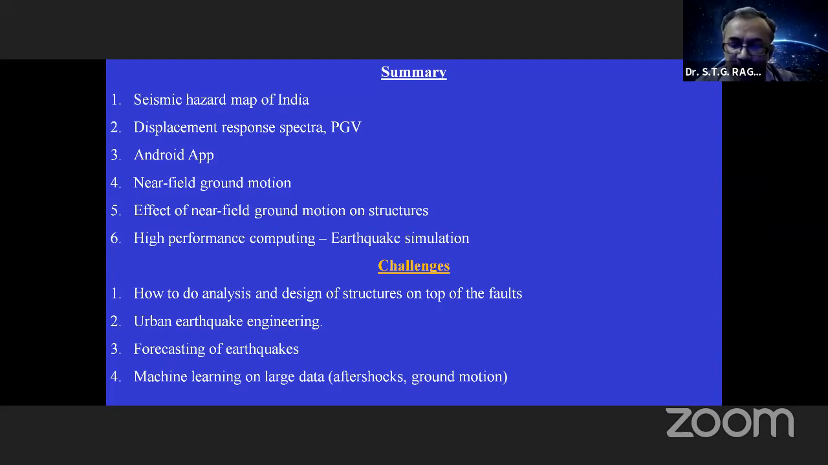Some of you, if you are interested, can take it up in your research work.